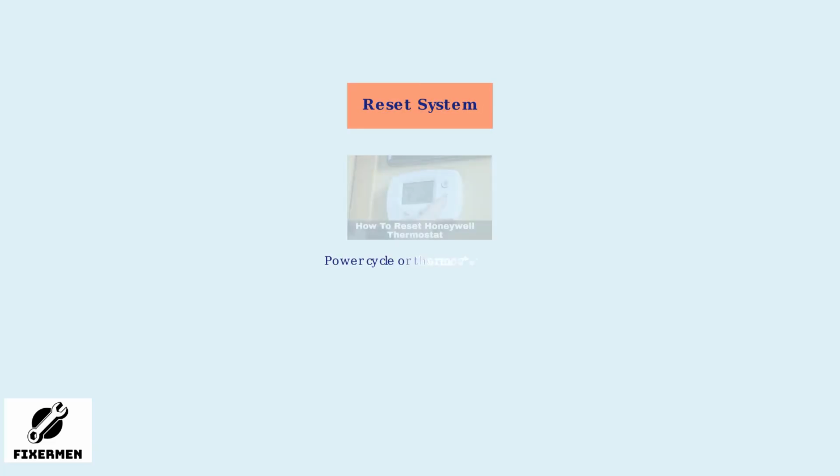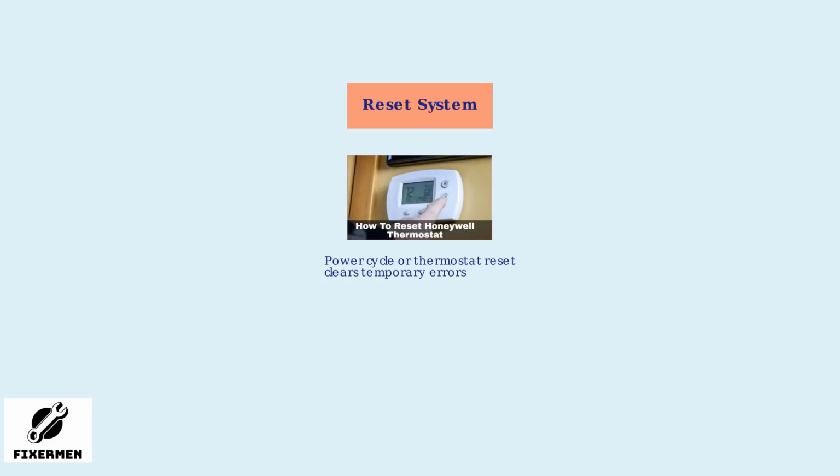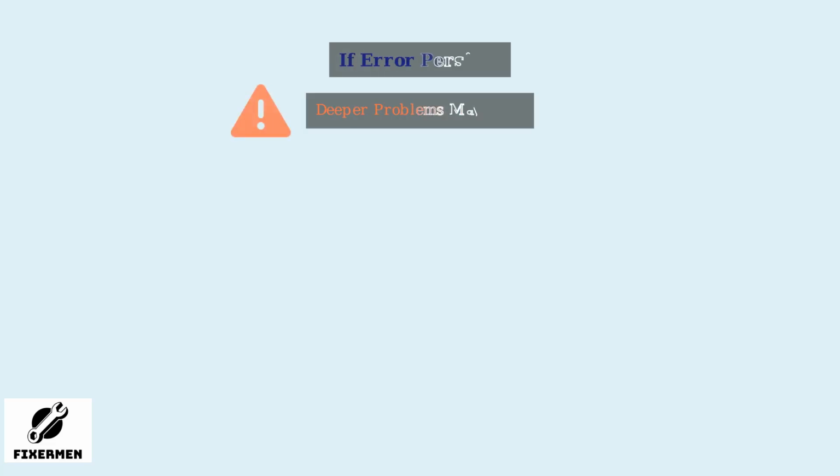Finally, reset the system by turning it off and on again or using the thermostat menu. This can clear temporary errors and restore normal operation. These basic checks can often resolve the issue quickly without professional help. If the error code 221 persists after initial troubleshooting, it indicates deeper underlying problems that require more advanced attention.